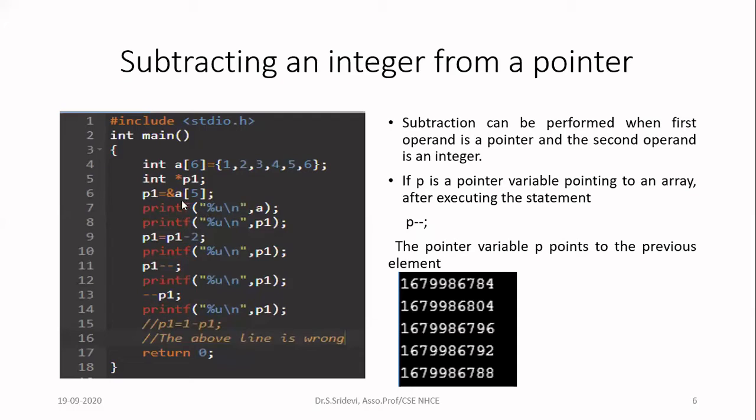So now I am writing P1 is equal to ampersand A of 5. A of 5 is nothing but, since we have 1 at A of 0, in A of 5 we have 6. Okay, so now P1 will be pointing to 6.